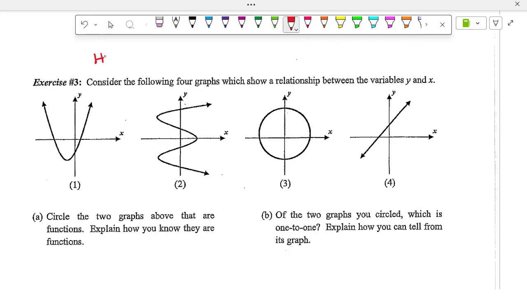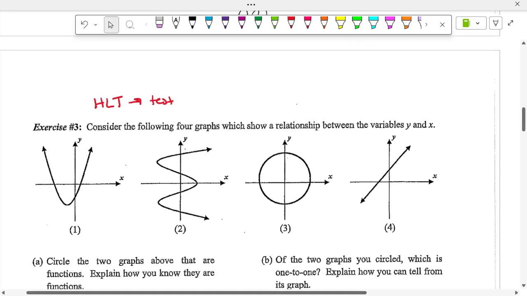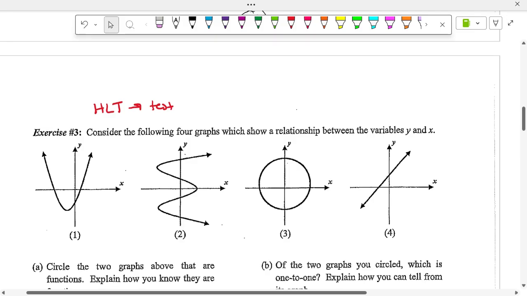So horizontal line test. Crap. Oh, it's just too far up. This is why I hate the projector.